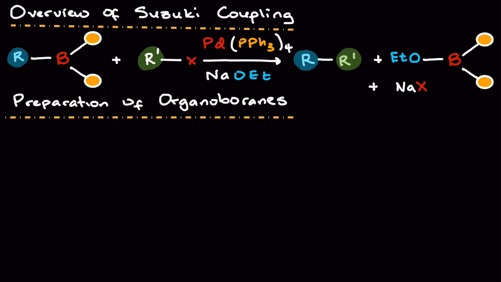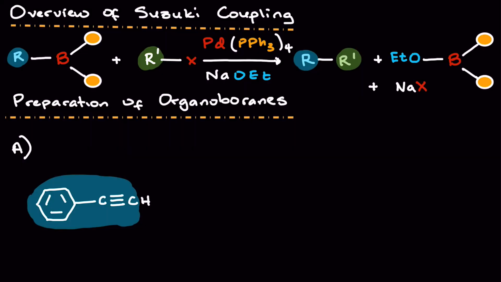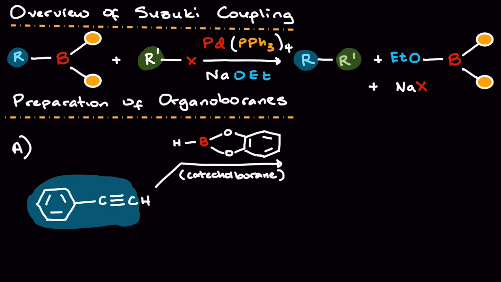So now let's focus on how we actually can prepare our organoboron reagents for our Suzuki coupling. Our organoboron reagent can be prepared by taking a terminal alkyne, such as the one I'm showing here, and performing a hydroboration reaction on the terminal alkyne. Recall that a hydroboration reaction is an anti-Markovnikov reaction where the boron ends up on the less substituted side of the alkyne and the hydrogen or the hydride group on the boron ends up on the more substituted side of the alkyne.